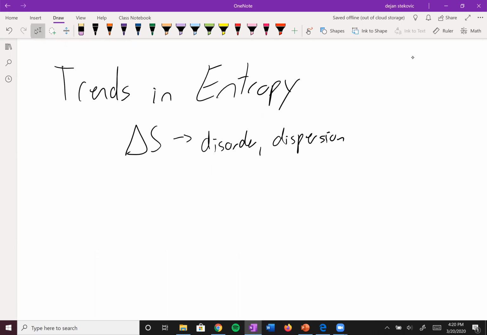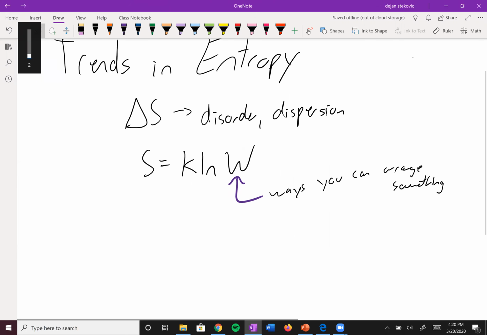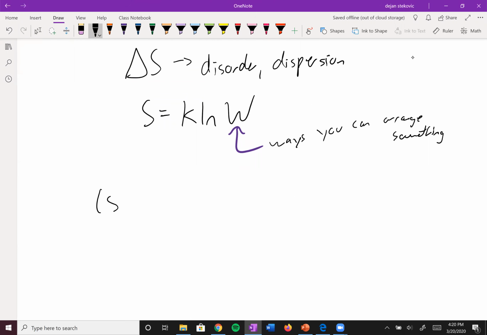Another good way to think about it is from the original definition, S = k ln W, where W is the number of microstates. So ways you can arrange something. Right, so the more ways you can arrange something, the more entropy your system is going to have. All right. So let's first talk about solid, liquid, gas.